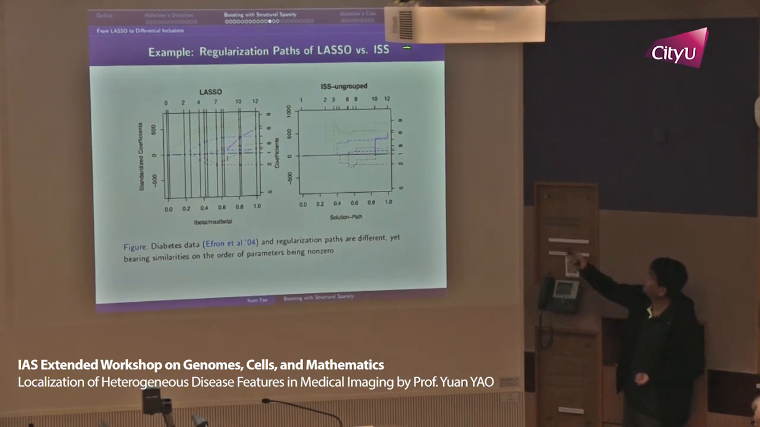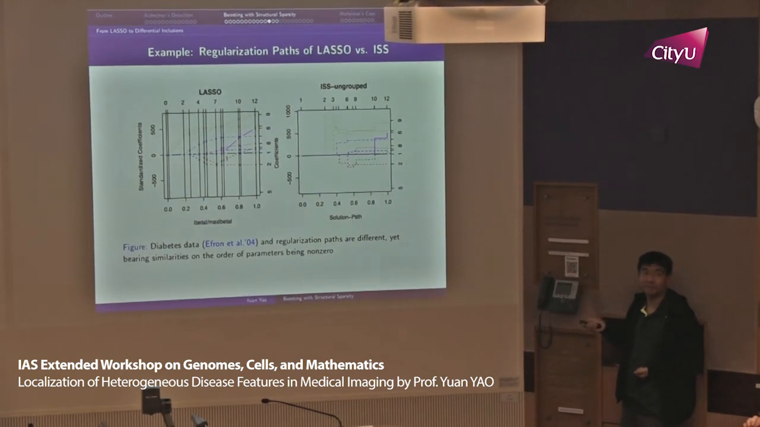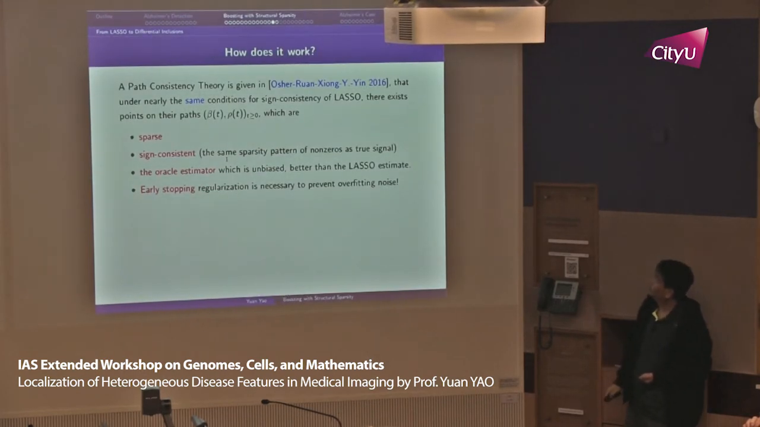And for the ISS dynamics, you see a similar pattern occurring, in the sense that the order of these curves comes in a very similar order. However, the magnitude might be very different. We know this path can be unbiased, so it's piecewise constant. It's not a damping behavior. So this is better in terms of debiasing effect. So that's the ISS. And actually, people may wonder, how does it work?